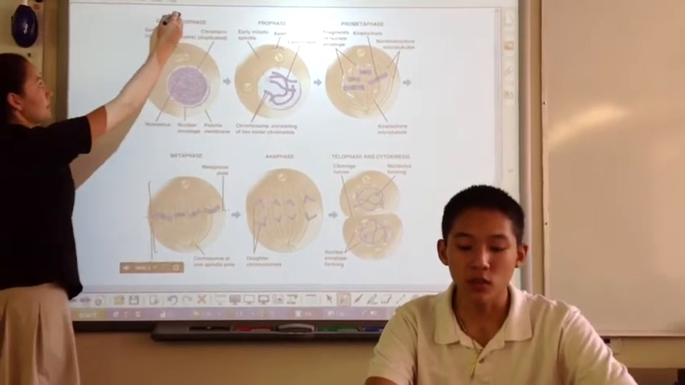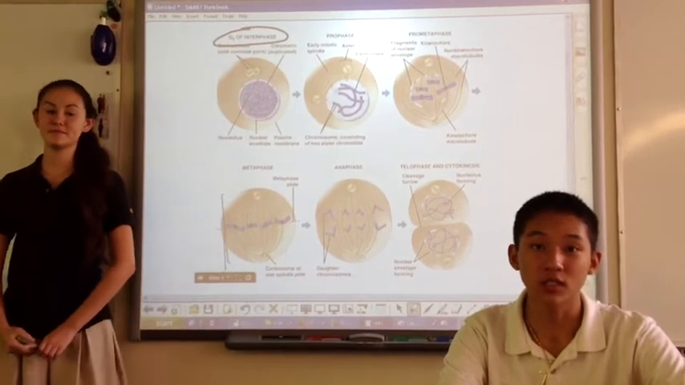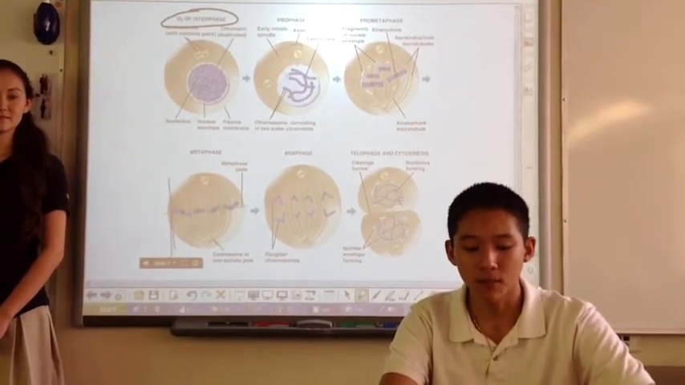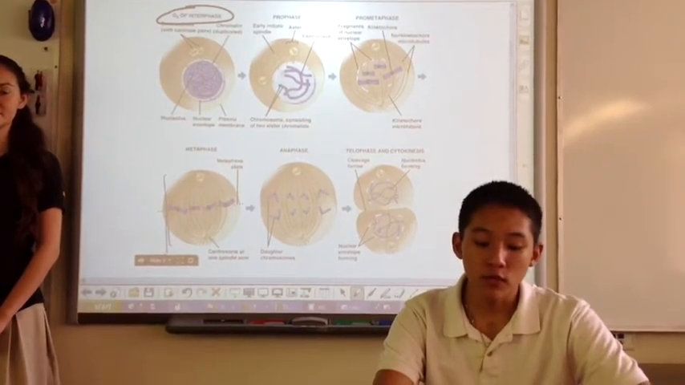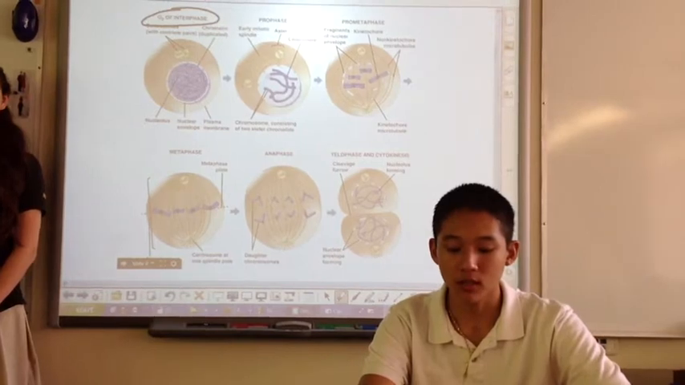The G1 phase is when the cell grows. After that is the S phase, which is synthesis. This is when the cell replicates its DNA. Last is the G2 phase, when the cell grows again and continues with its normal process.